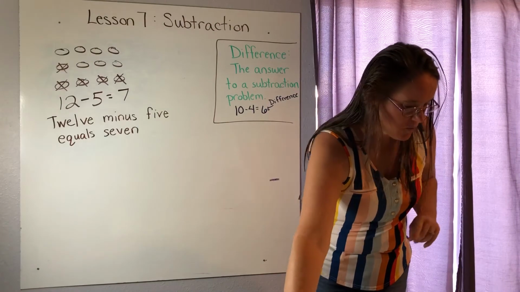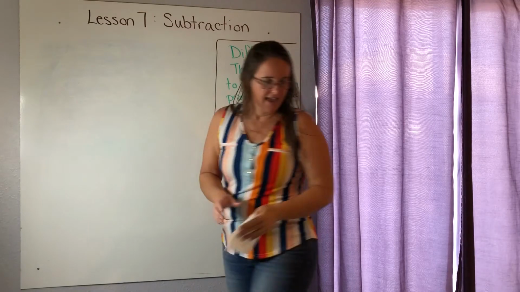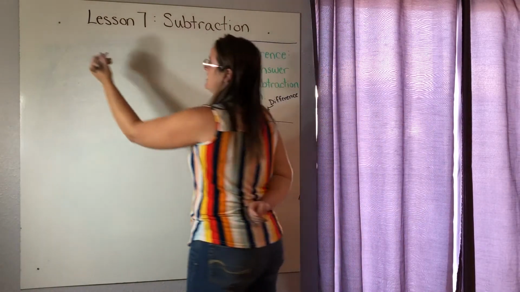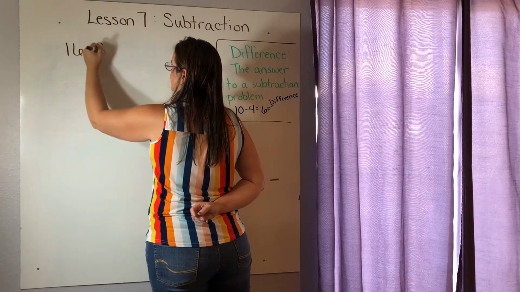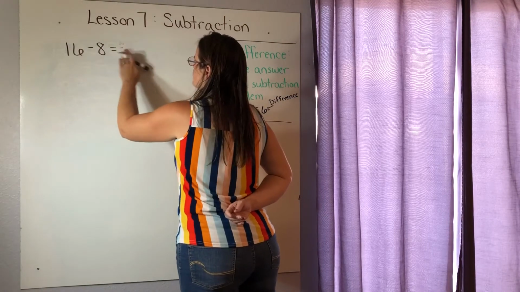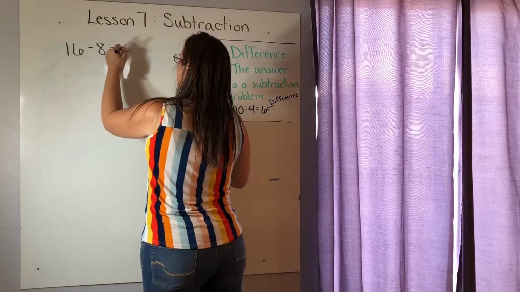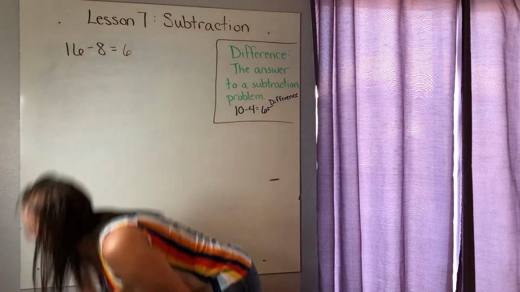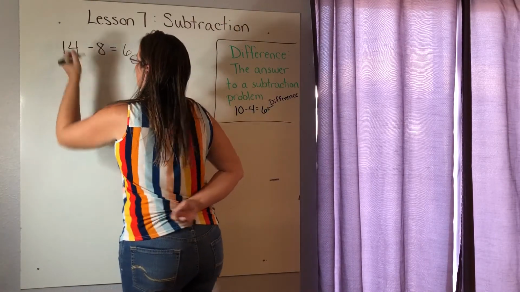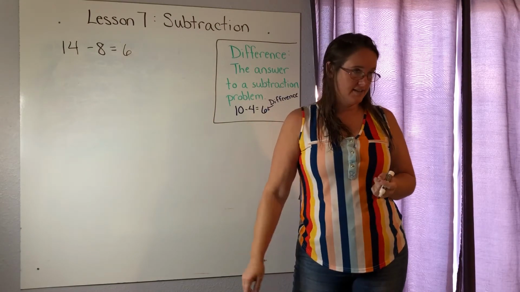Okay, we have just one more type of example. And that is, draw circles to show this subtraction problem. So, oh, not 6. You know what? I think I did it wrong. It was 14. That's why. The answer is 6. Excuse me. And it started with 14. Okay? 14 minus 8 equals 6. Draw circles to show this subtraction problem.